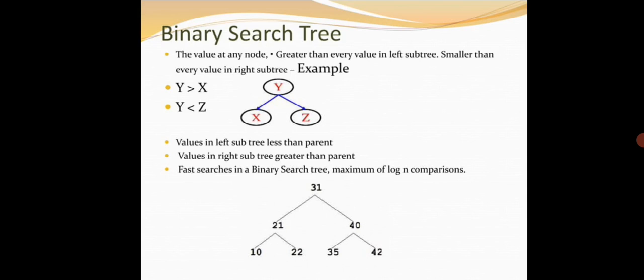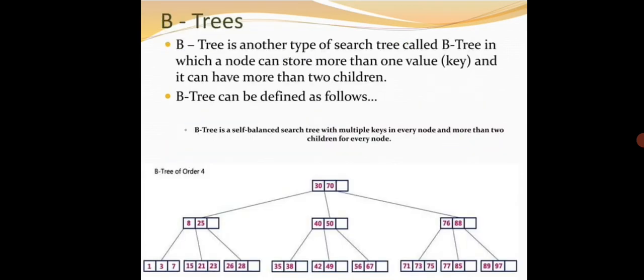Binary search tree example. The value at any node is greater than every value in the left subtree and smaller than every value in the right subtree. For example, in this tree, Y is the parent node and X and Z are the children nodes. Y is greater than X, but Z is greater than Y. Values in the left subtree are less than the parent, values in the right subtree are greater than the parent. Fast searches in a binary tree: maximum of log n comparisons. There is an example for that. We can differentiate between a binary search tree and a non-binary search tree by referring to this example.